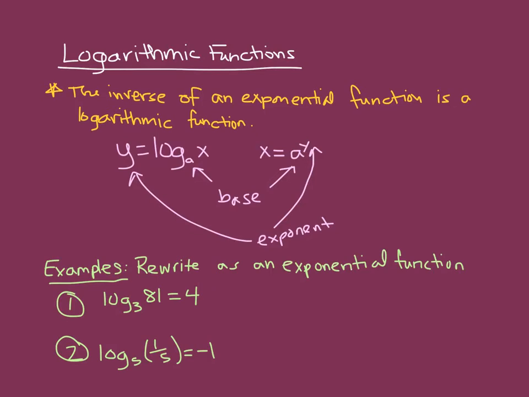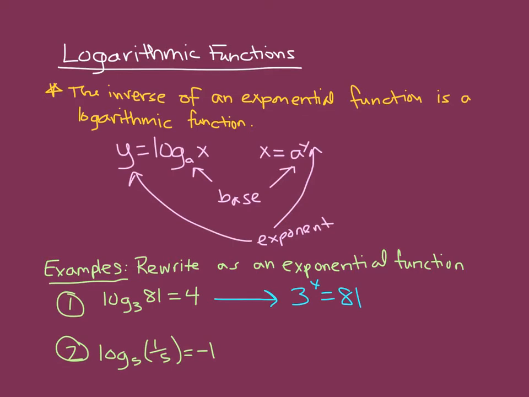So the first type of example we're going to do is one where you rewrite your logarithmic function as an exponential function. My first one is log base 3 of 81 is equal to 4. Remember that the 3 is the base, the 4 is the exponent, and then I just have that equals 81. You can tell you're doing it correctly if you get a true statement in the end. We know that 3 to the 4th is 81, so we're good on that one.